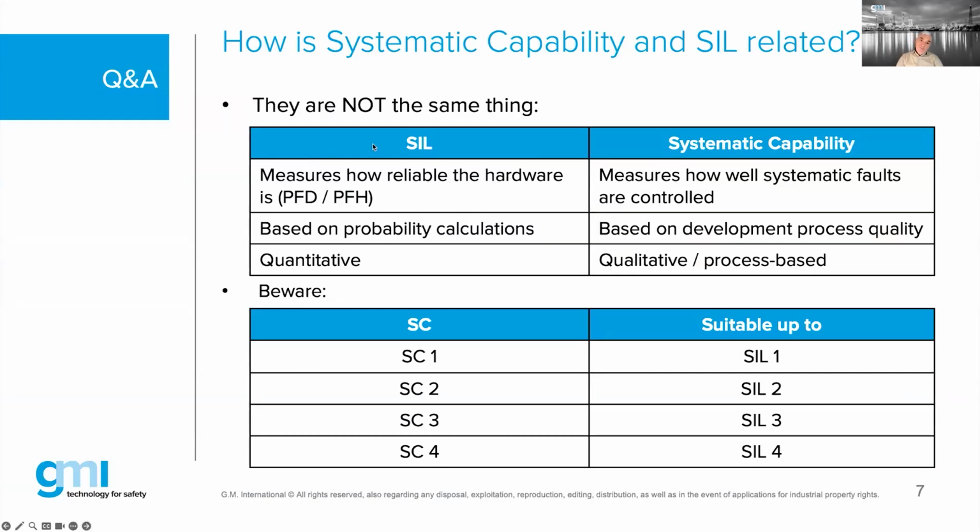SIL on the left column here. Well, first of all, SIL and systematic capability are absolutely not the same thing. Okay, I repeat, SIL and systematic capability are not the same. How do we use that? If you look at SIL, a SIL number is an estimate of an availability, of a mathematical probability calculation. We were using that PFD average or PFH to prove how reliable this specific hardware is, but that's quantitative, and that means you need data for that.